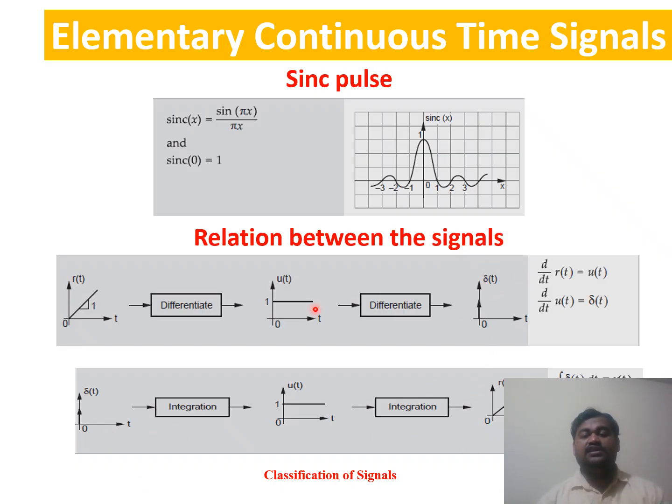If you integrate the impulse signal, you will get a step signal. Again, if you integrate the step signal, you will get the ramp signal. There is a relationship between these signals.